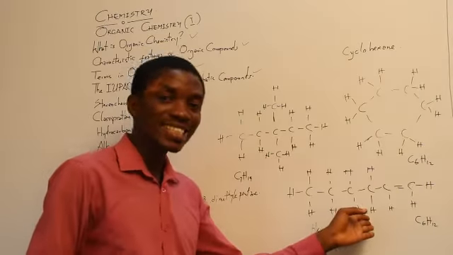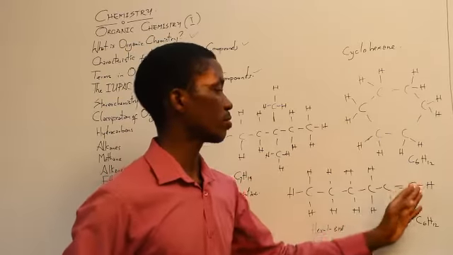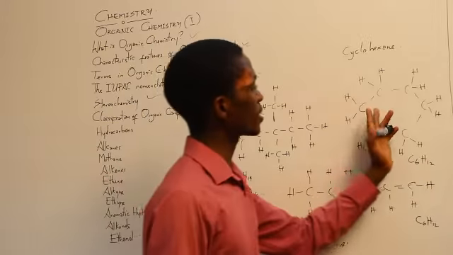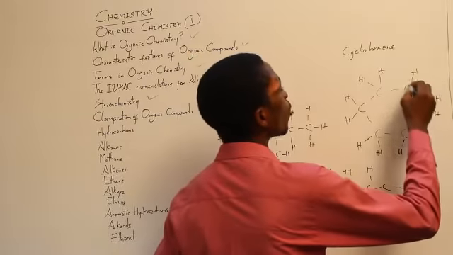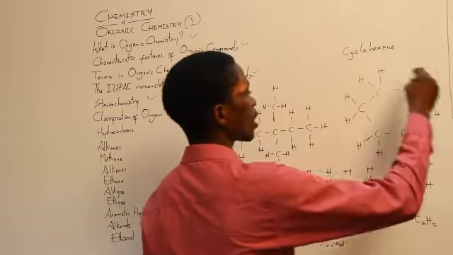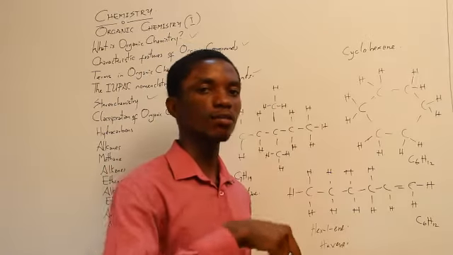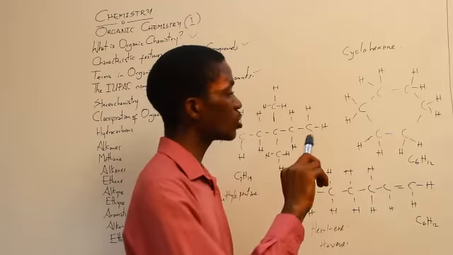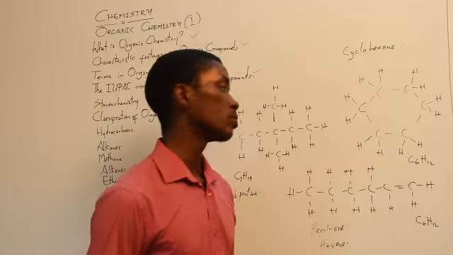Well, this is hexane. This is cyclohexane. They have the same formula. Well, why is this cyclohexane? If you check it out, you notice that the carbon bonds are all connected to each other, and hence they form a complete circle.